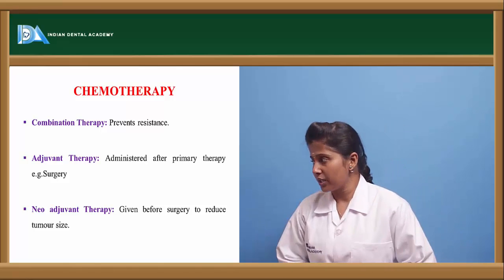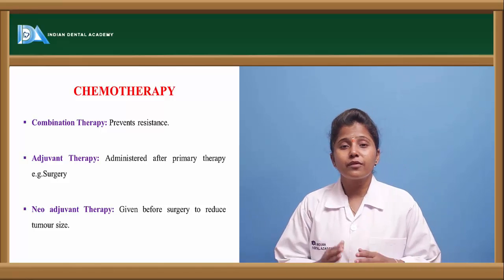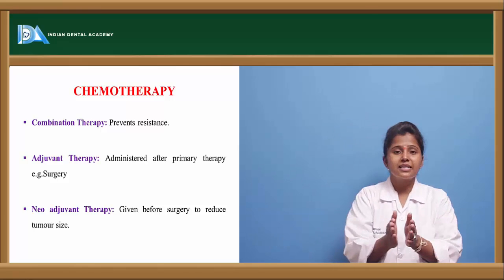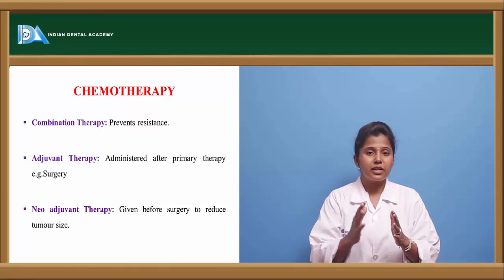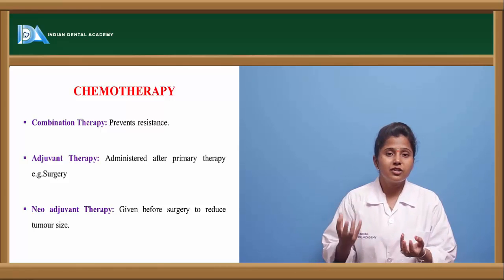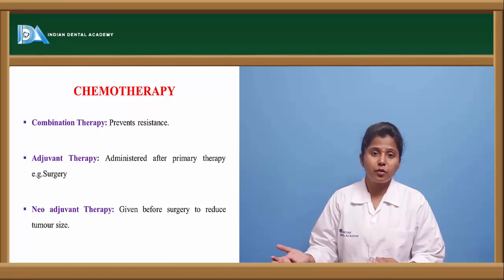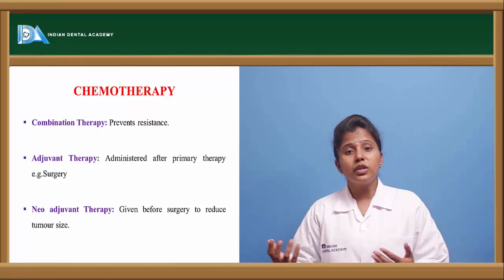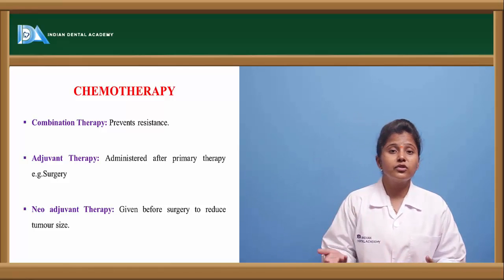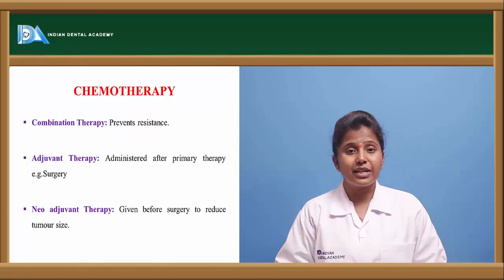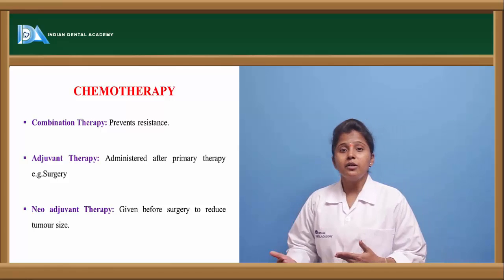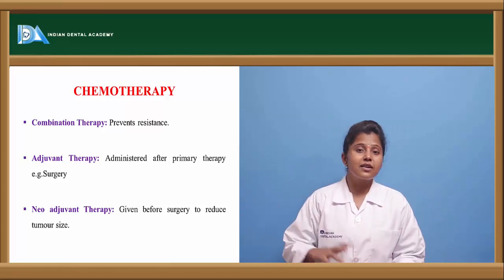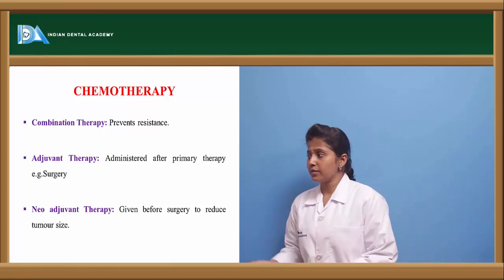The other one is adjuvant therapy. Adjuvant therapy is given after the primary therapy. For example, a surgery is done on a patient and the tumor is removed. After the removal of the tumor, after the primary therapy, this adjuvant therapy is given in order to prevent the cancer cells from recurrence. So this is the adjuvant therapy.